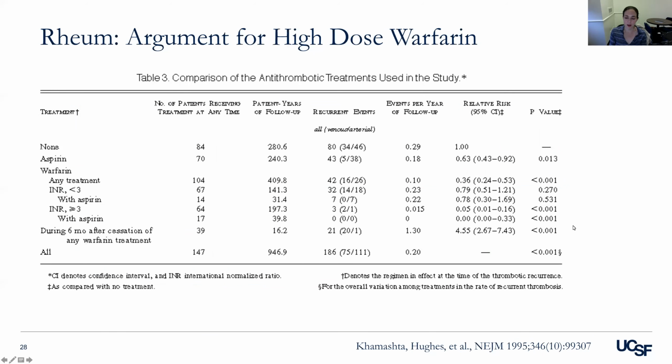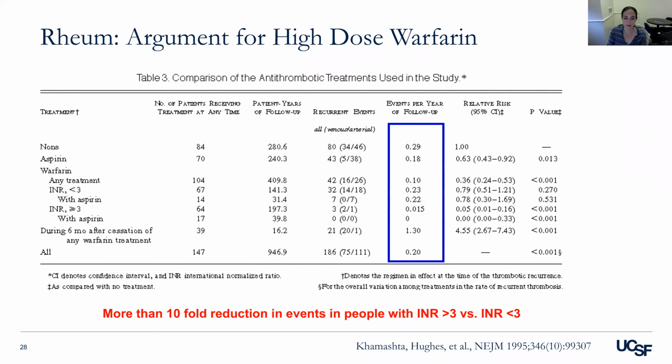So this table comes from one of the major retrospective analyses that I mentioned out of the rheumatology literature. An old study now, published in the New England Journal in the mid-1990s, in which they looked at standard intensity warfarin with an INR of 2 to 3 compared with high intensity warfarin with an INR of over 3. And if you focus here, what you'll see is that in this study, they found a greater than 10-fold reduction in events in people with a higher INR target compared with a lower INR target. They also looked at adding aspirin, which did not have a significantly increased effect.